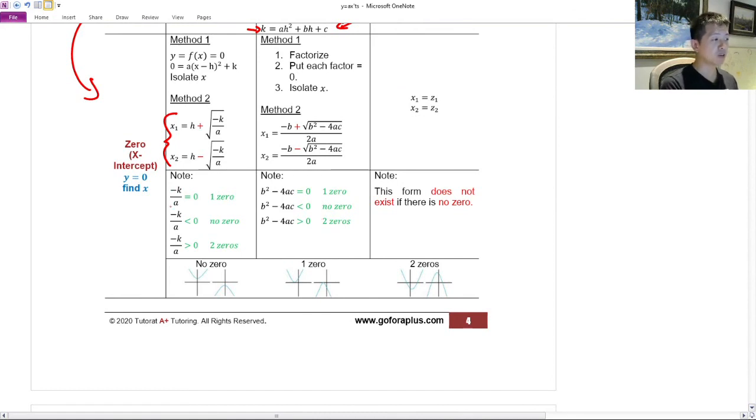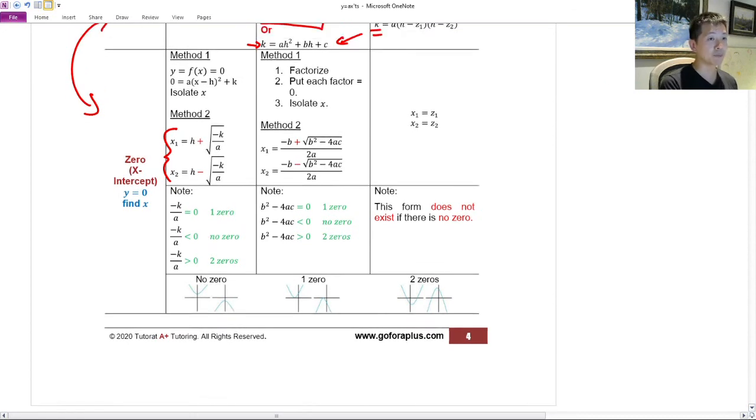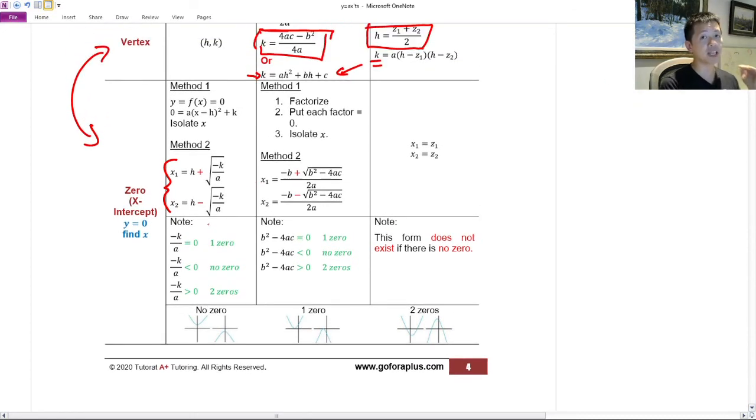Now, if minus k over a is equal to 0, we have 1 zero. If it's smaller than 0, we have no zero. If it's bigger than 0, we have two zeros. So we have two intercepts. So remember, our x-intercept is touching the x-axis. How many points are touching it? It's either 1 or 2 or none of them.